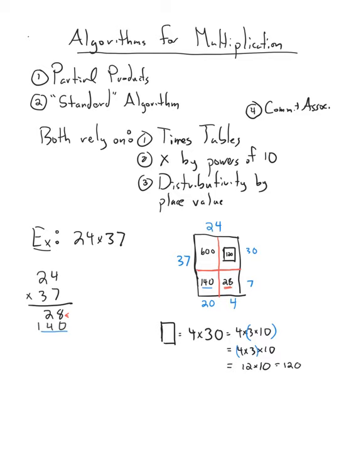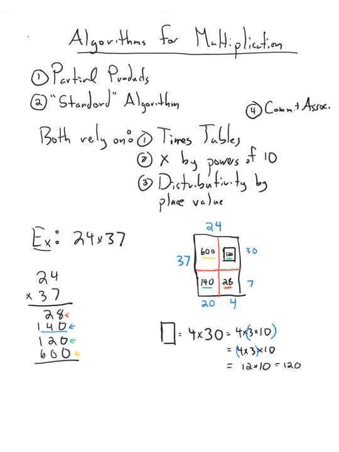Then we have 30 times 4. 30 times 4 is 120. And that is that guy. And finally, we have 30 times 20, which is 600. That is that guy. Actually, let me put an arrow here since they're all arrows. And then we just add up all of these partial products.